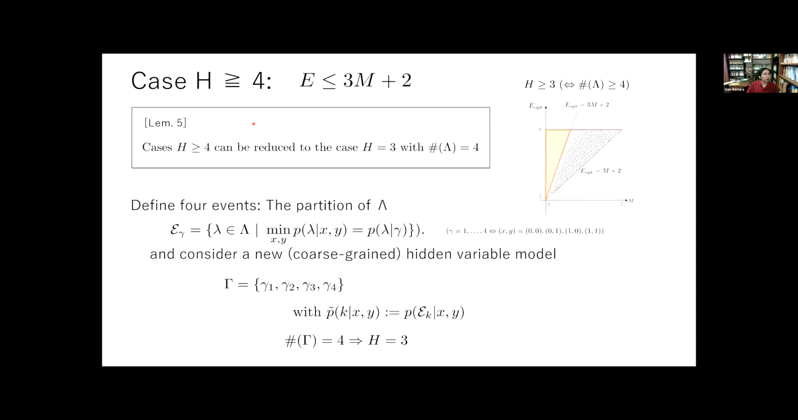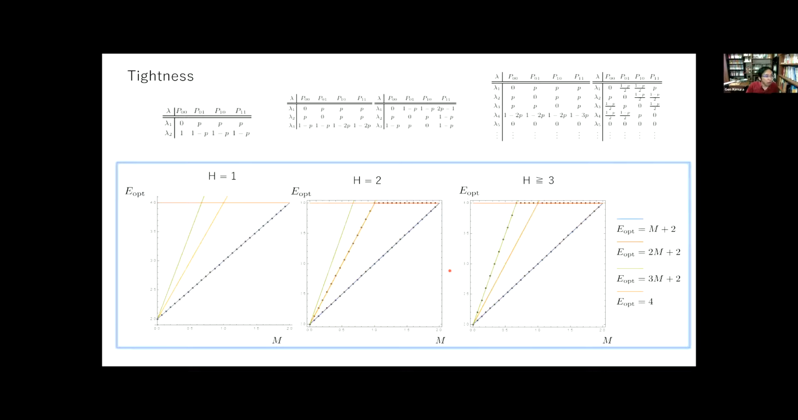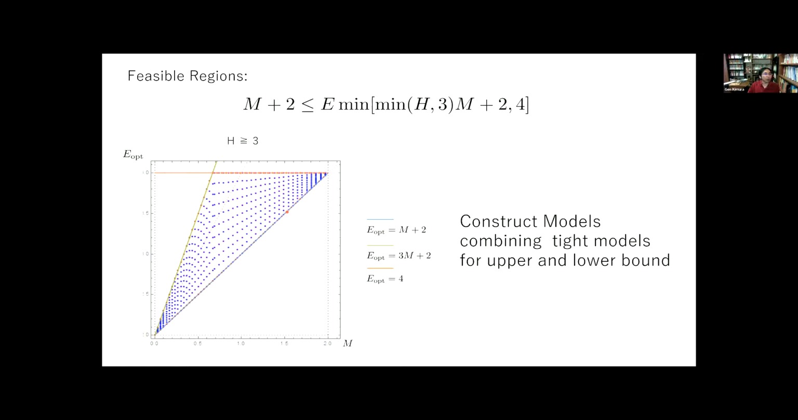And for the general case where H is greater than or equal to 4, we can reduce the problem to the case H is 3 by introducing the following partition of the hidden variable set. Skipping the details, we can turn this problem into the problem where H is 3, and this is done. Okay, and for the tightness, we concretely construct the models which attain the lower bound and also the upper bounds, like this. And moreover, the feasible regions are these red regions surrounded by lower and upper bounds.